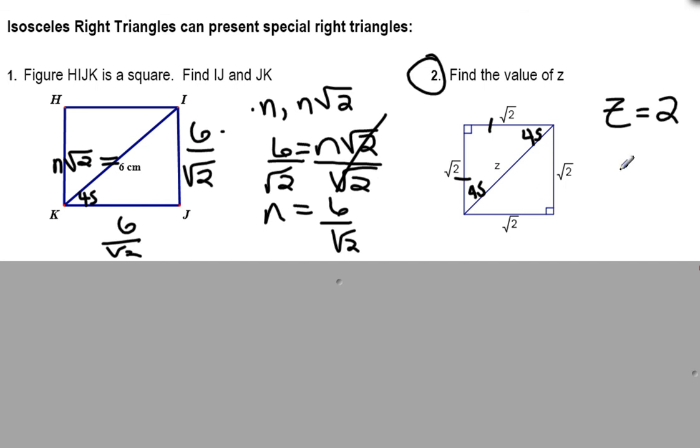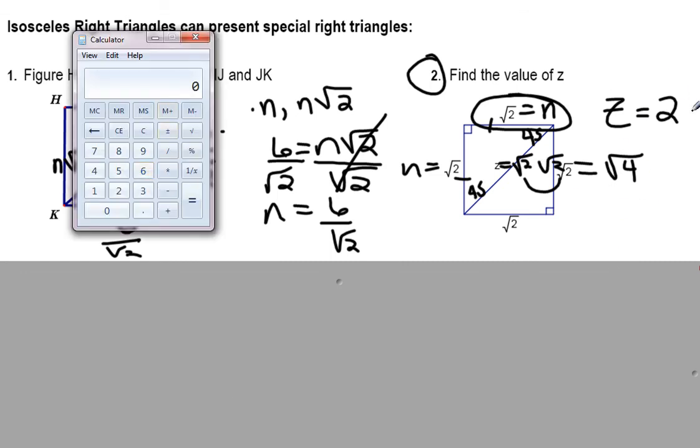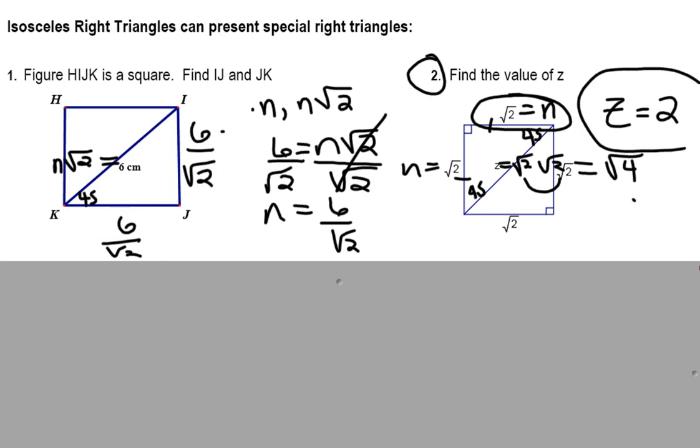Okay, so the answer is z equals 2, and this one, once again, was maybe a little bit tricky because of the square root of 2, but when you label each side as n, n, and n square root of 2, you see that n equals the square root of 2, so we replace everywhere we see an n with the square root of 2, and the square root of 2 times the square root of 2 is equal to the square root of 4. And we always want to check to make sure that that's not a perfect square, because if it is a perfect square, then we leave it as the whole number that it equals. So the square root of 4 is equal to 2. It's not a decimal, so that's when we do write 2.